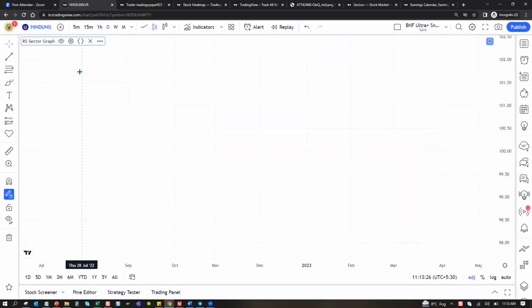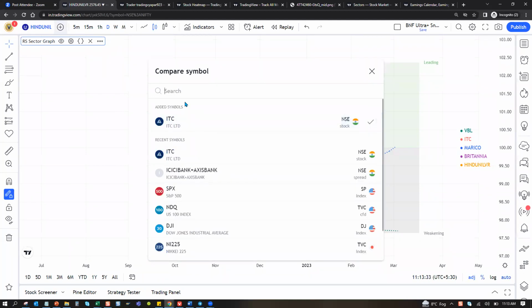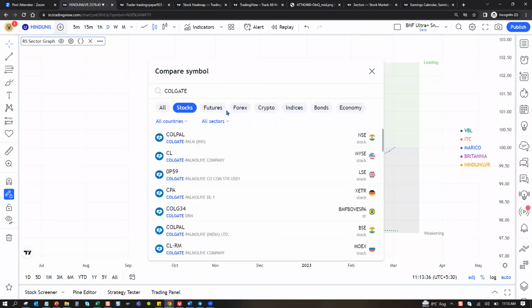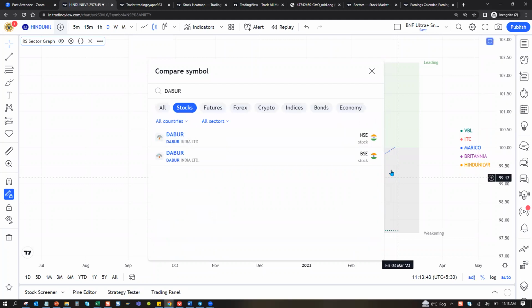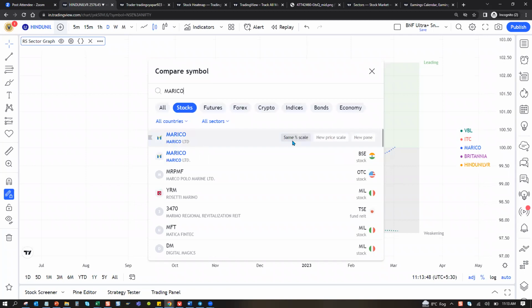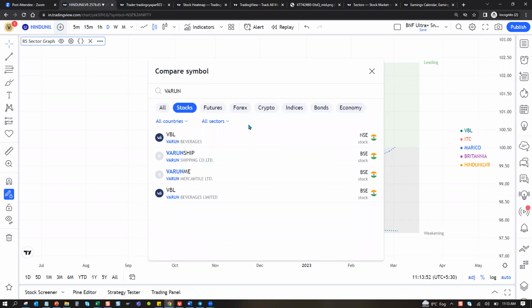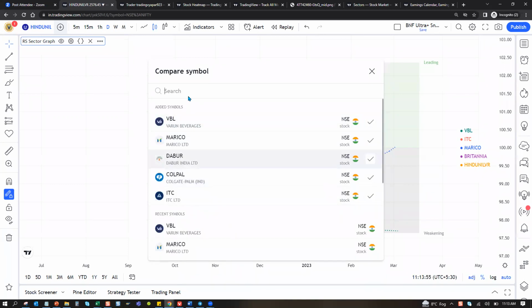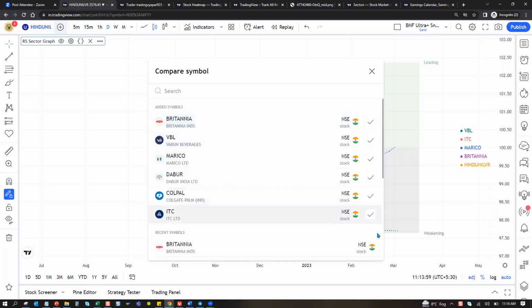What I just showed on the slide, you can do by going to add and clicking on ITC, Colgate, Dabur. Same scale, percentage scale. Marico. Yeah, enough. Then let's add Varun Beverages as well. Is there anyone else? Let's add Britannia. Nestle.